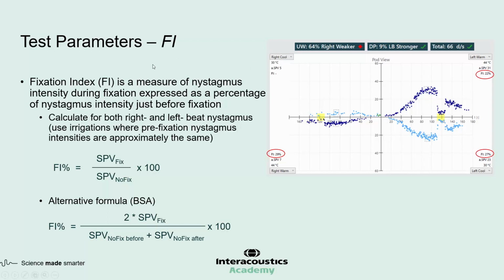There's an alternative formula that was recommended by the British Society of Audiology. I'm not too crazy about that because it depends on how long you do fixation, and if you have only 5 seconds, you're going to get slightly different numbers here. So at any rate, the fixation index is the ratio of the nystagmus right after fixation compared to right before that.